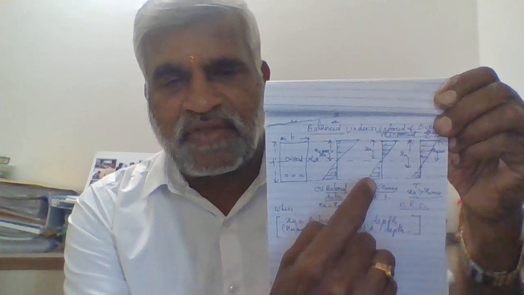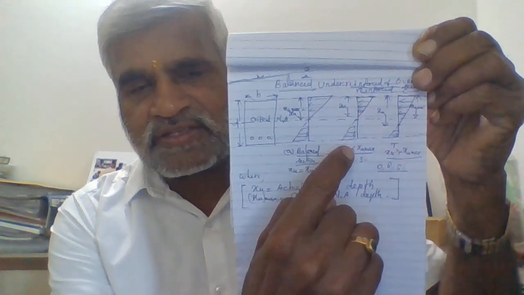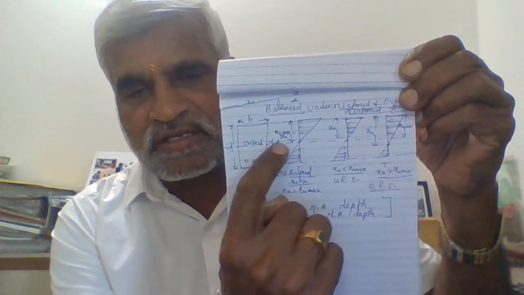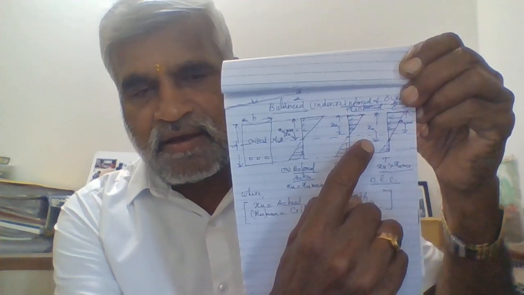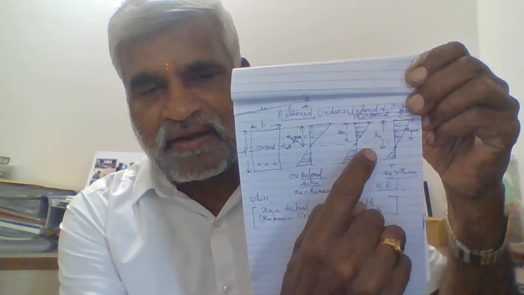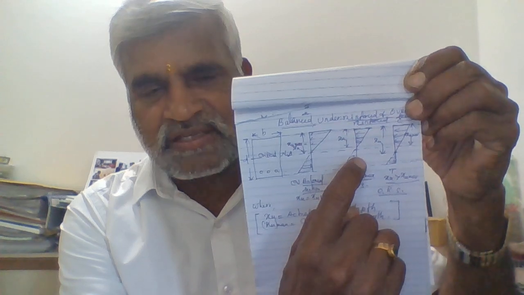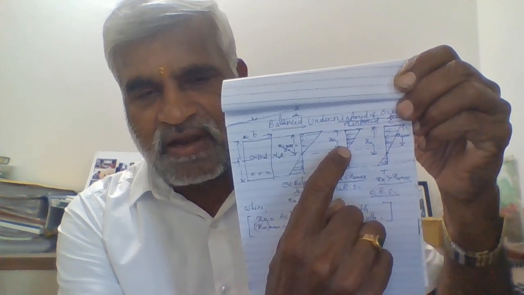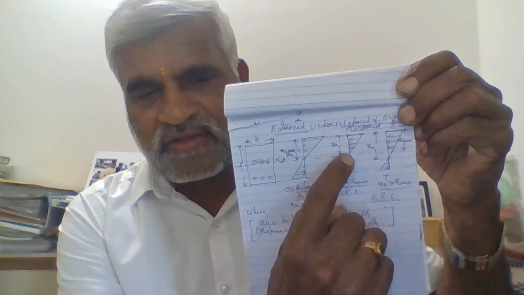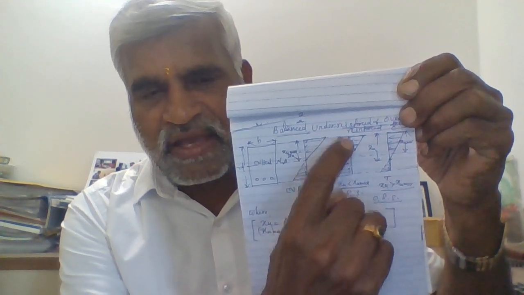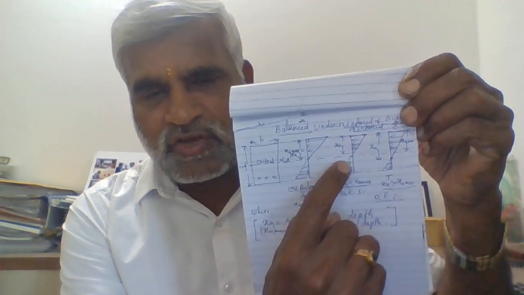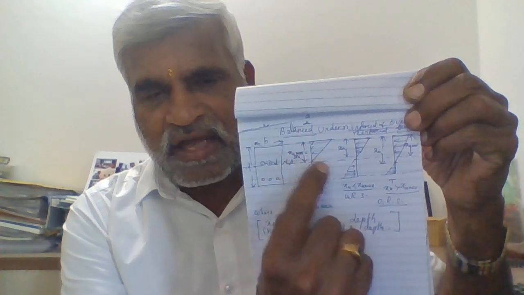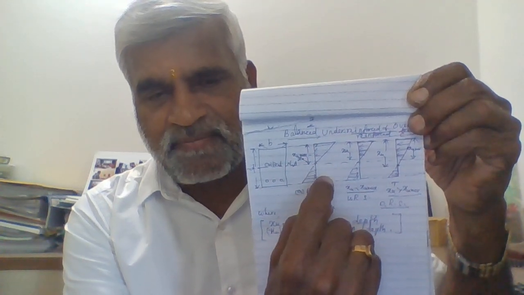Then if you take the under reinforced section, you can see the critical neutral axis depth, but the actual neutral axis, what will happen? Because the reinforcement is less compared to the balanced section, the actual neutral axis depth will shift into the concrete section. That means XU here is less than XU max. XU is the actual neutral axis depth, XU max is the critical neutral axis depth.